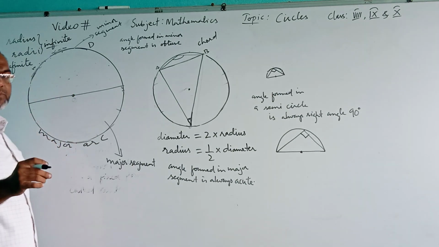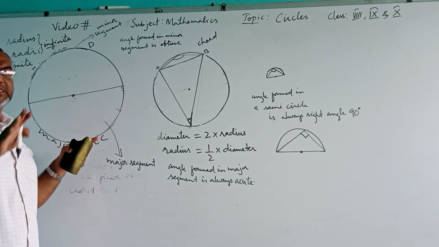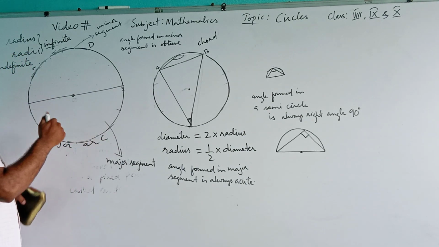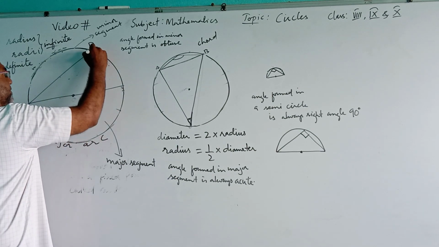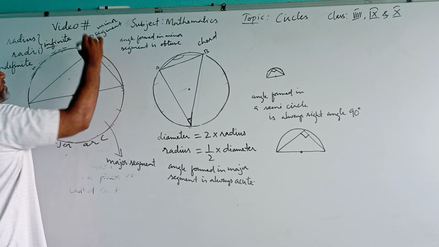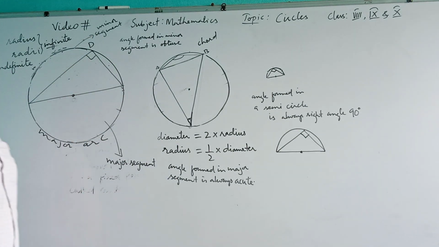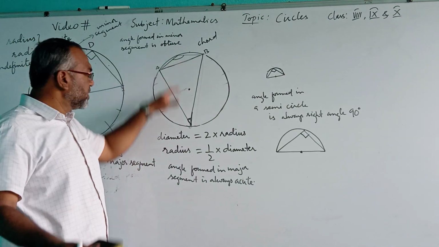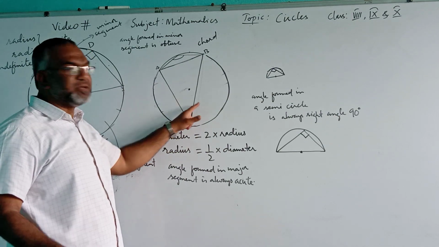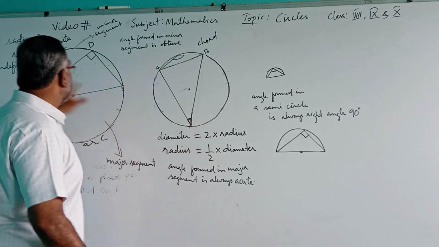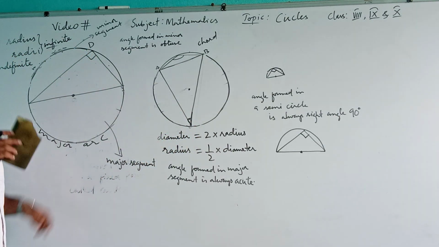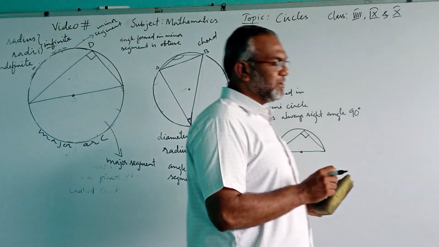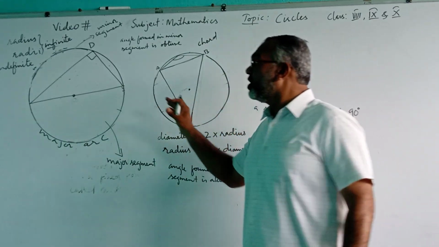A diameter divides the circle into two equal parts. Each part is a semicircle. If you draw an angle here, that angle will definitely be equal to 90 degrees. So the angle formed in a minor segment is always more than 90. The angle formed in a major segment is always less than 90. And the angle formed in a semicircle is always a right angle, equal to 90 degrees. Right?